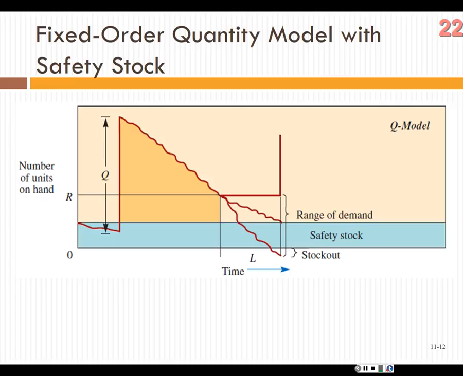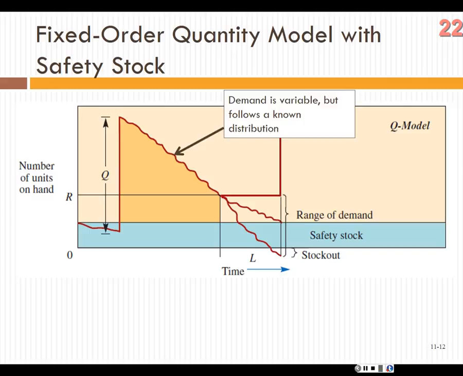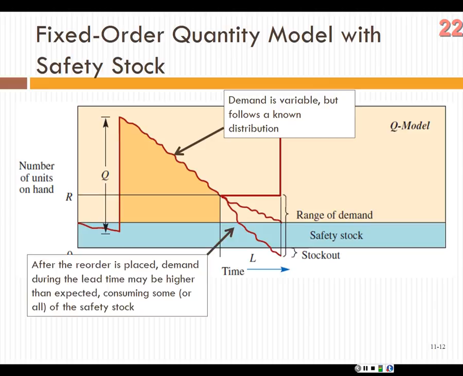And sometimes it's going to work perfectly, and sometimes it's not, right? And I may run out. So what we do is, you'll see this is our basic sawtooth diagram above the blue section. What we do is we add that blue section in terms of the safety stock to say we're going to keep this much extra on hand to accommodate that variability that we have. Okay? So demand is variable but follows a known distribution.